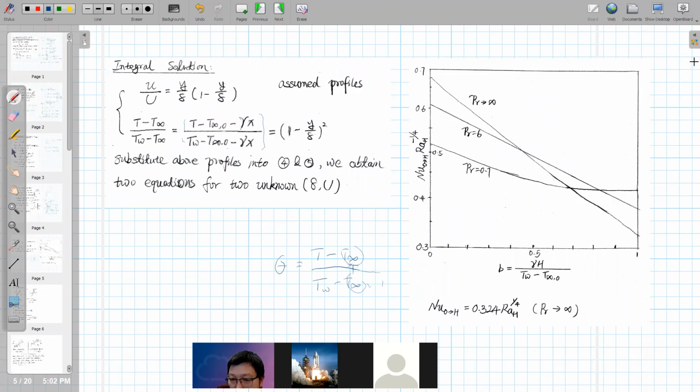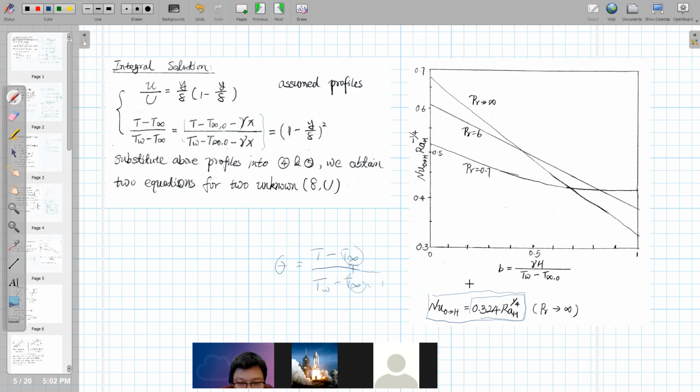Okay, and these are some solutions for this one. When the Prandtl number goes to infinity, you get the average Nusselt number between 0 and H of 0.324. And you can compare this Nusselt number with the case when the Prandtl number goes to infinity and you do not have stratification. So we can see the effect of thermal stratification.